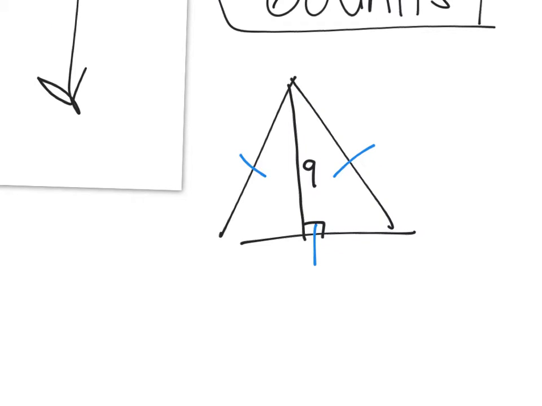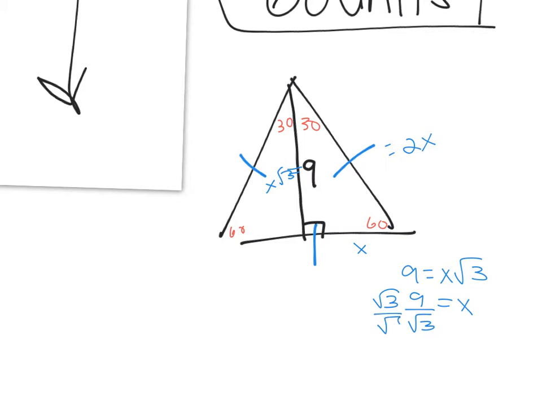So this is an equilateral triangle, 60, 60. This would be 30 and 30. Opposite the 30 is your, I'm going to say this is x, so we don't confuse it, x. This is x root 3, and this is 2x. So if 9 equals x root 3, divide by the root 3, rationalize it, and you get 3 root 3.